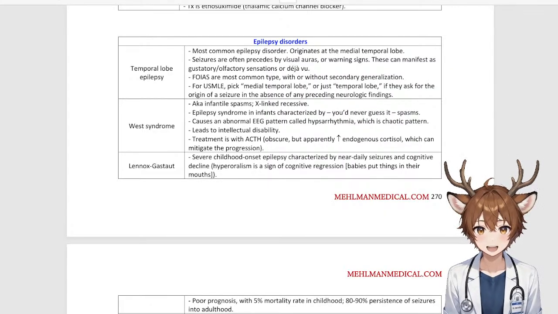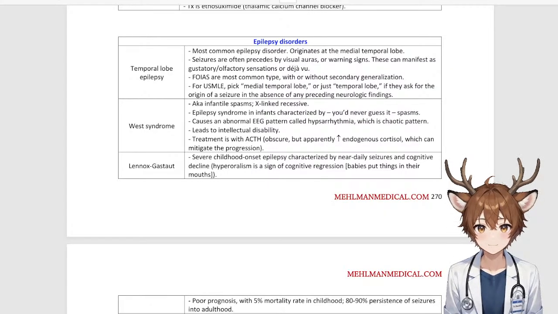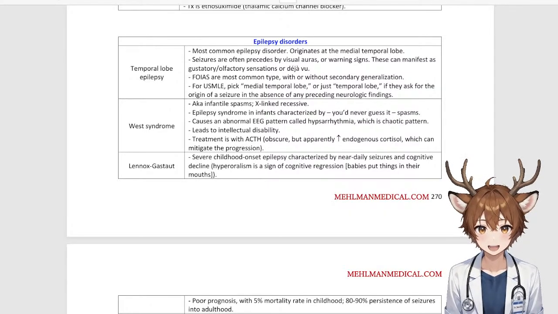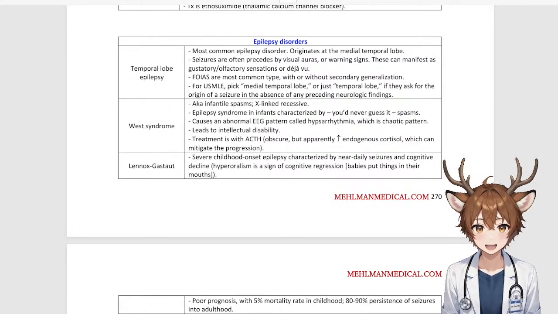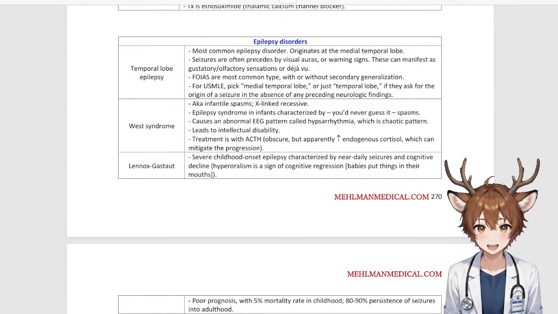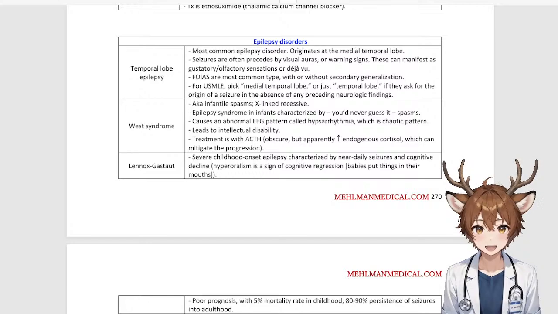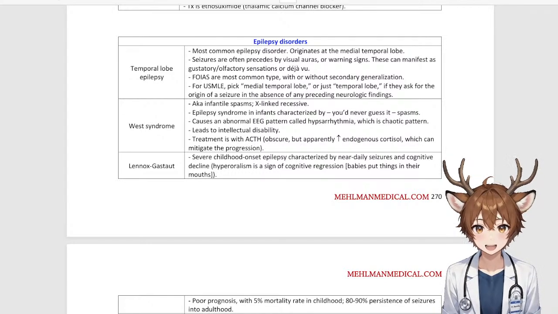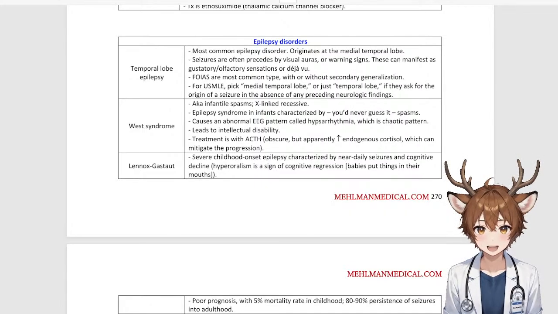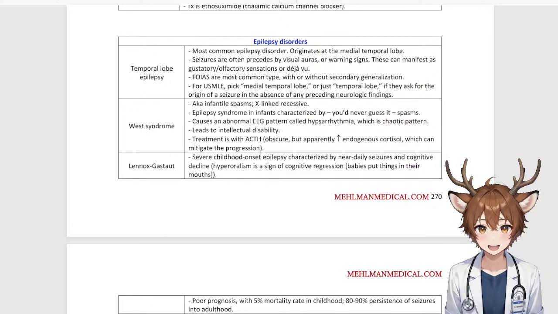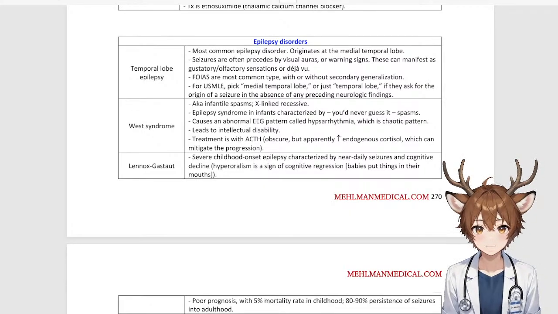Lennox-Gastaut. I don't know if it's French, in that case it might be Leno-Gastaut, whatever, who cares. Lennox-Gastaut, a severe childhood onset epilepsy characterized by near daily seizures and cognitive decline. Hyperorality is a sign of cognitive regression. Babies put things in their mouths. Poor prognosis with 5% mortality rate in childhood, and 80 to 90% persistence of seizures in adulthood.